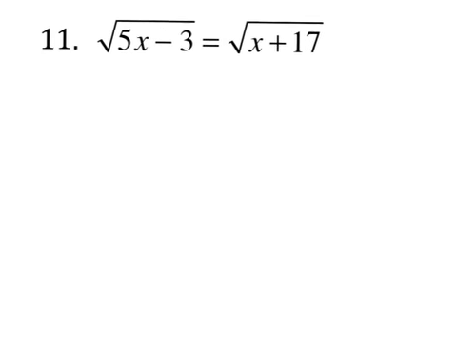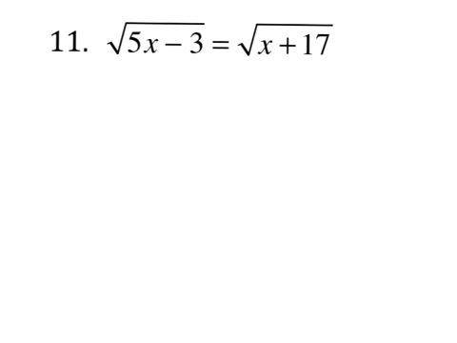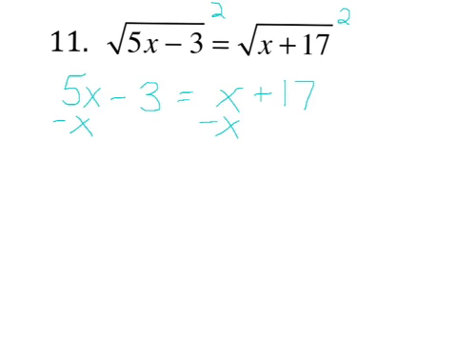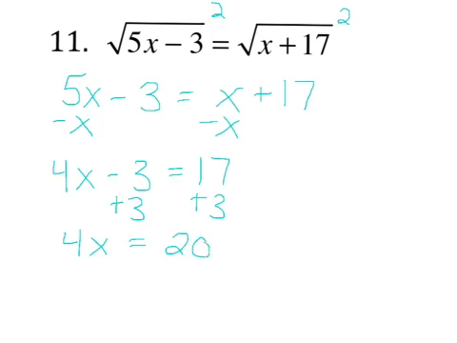All right, moving on to the next problem, number 11. We have a square root on both sides of the equal sign. So we're going to square both sides to get rid of the square roots. So we have 5x minus 3 equals x plus 17. And I want to get both the x's on one side, so I'm going to subtract x and get 4x minus 3 equals 17. And then let's add 3 to the other side. So 4x equals 20. Divide by 4. So my final answer is x equals 5.